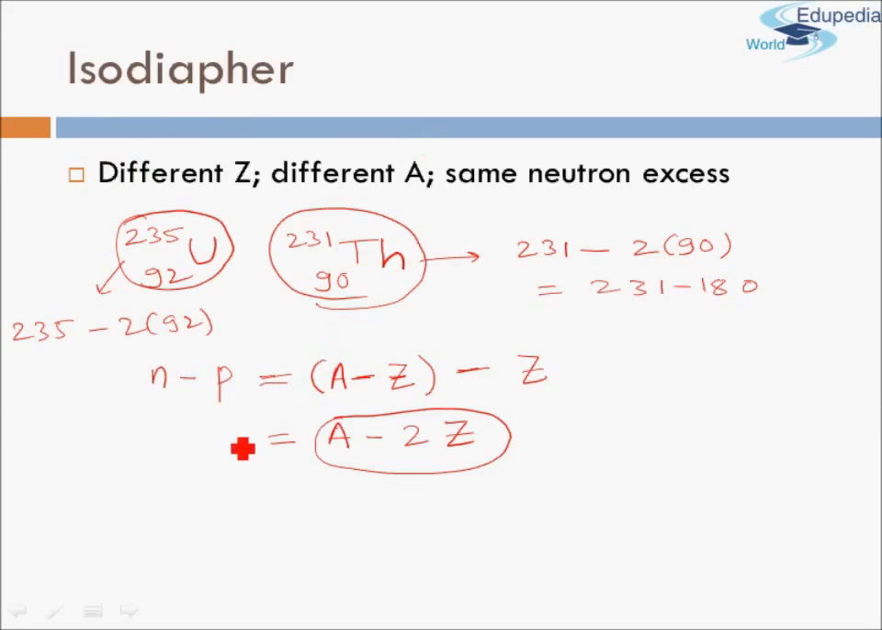Similarly, you have some starting elements, for example carbon, oxygen and nitrogen, all of which have the same number of neutrons and protons. That is, carbon has 6 protons and 6 neutrons, oxygen has 8 protons and 8 neutrons, and nitrogen has 7 protons and 7 neutrons. For all such species, n minus p will always be 0. That is, they have 0 neutron excess. So you can say they are also isodiaphers, but we don't actually define the term isodiaphers for such species. But you can if you like. There is no hard and fast rule to it.